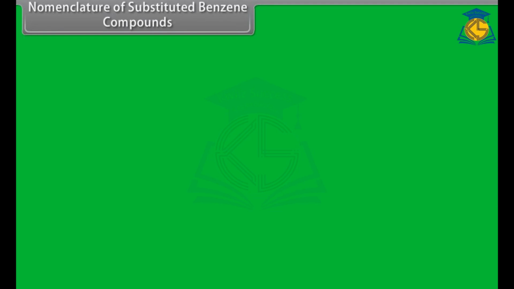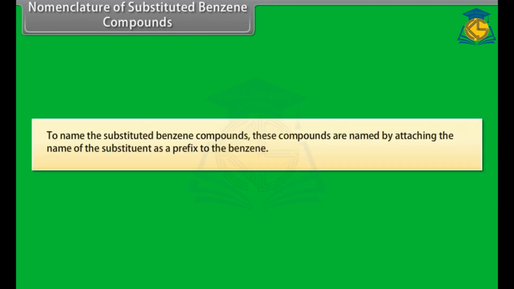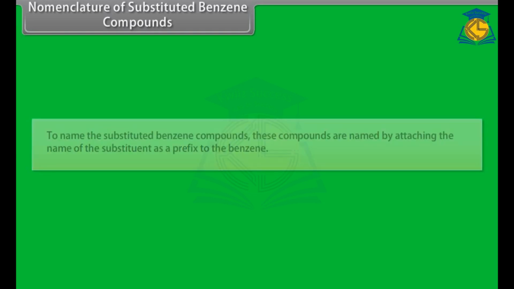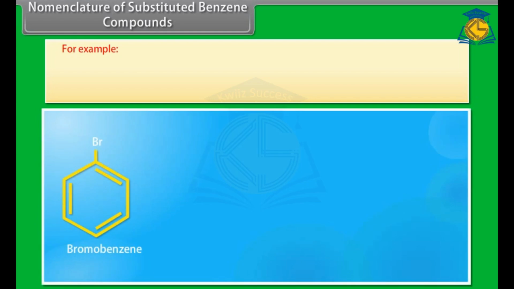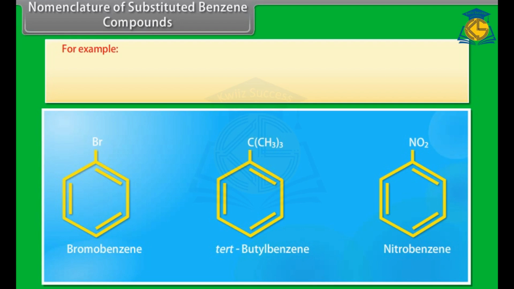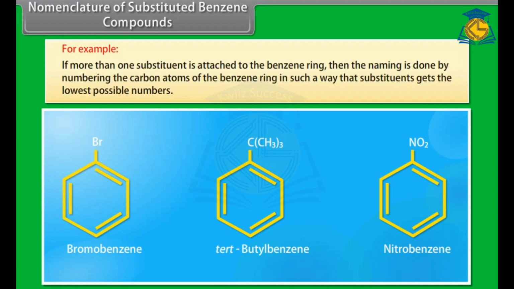Nomenclature of substituted benzene compounds. To name the substituted benzene compounds, these compounds are named by attaching the name of the substituent as a prefix to the benzene. For example, bromobenzene, tert-butylbenzene, nitrobenzene. If more than one substituent is attached to the benzene ring, then the naming is done by numbering the carbon atoms of the benzene ring in such a way that substituents get the lowest possible numbers.